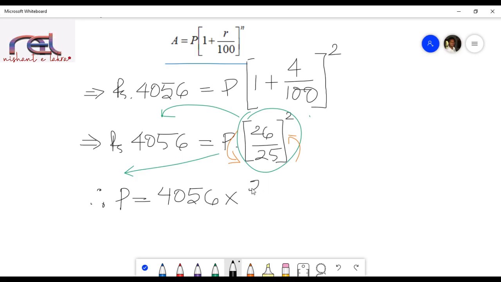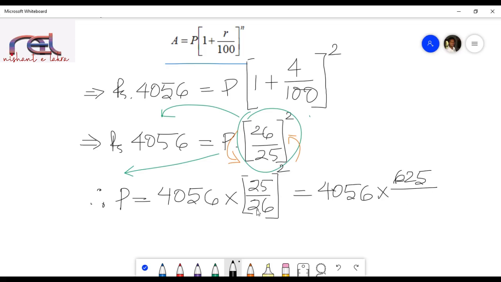26 by 25 is moved to the other side of the equal sign because we are making P, principal, the subject. And so we are writing it as 25 by 26 to the power 2. So we will solve it further. 4056 into, now again, if you remember the squares, it will be much easier for you to solve. The square of 25 is 625, and the square of 26 is how much? Do you remember it? I think you can remember it. If you have not, just write it down in your notebook and memorize it every day.